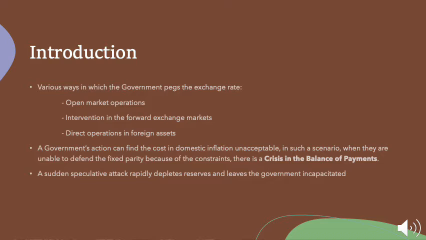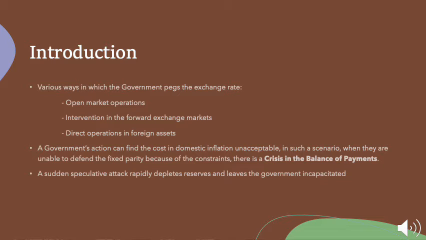If the government attempts to prevent its currency from depreciating, it will result in exhaustion of its foreign reserves and may see its borrowing reach the limit as well. On the other hand, if it prevents its currency from appreciating, it may find the domestic inflation cost unacceptable. When the government is no longer able to defend a fixed parity because of the constraints on its actions, a crisis in balance of payments occurs. Further in this presentation will be an analysis and a model developed to ascertain how to deal with such a crisis.